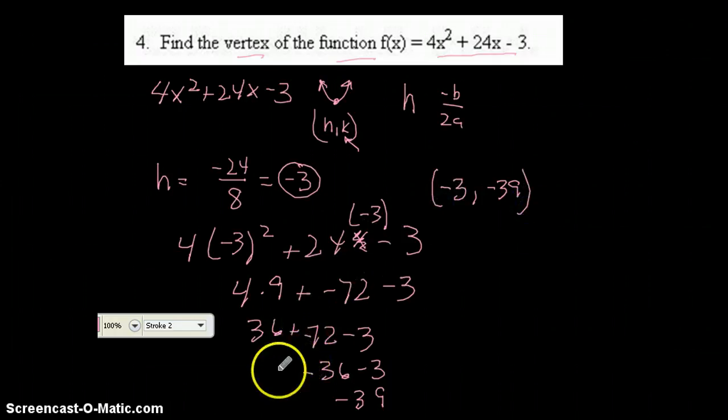Now what we'll do is we'll pause here for a second. This is reviewing problems 1 through 4. We'll do a separate video on the next one.